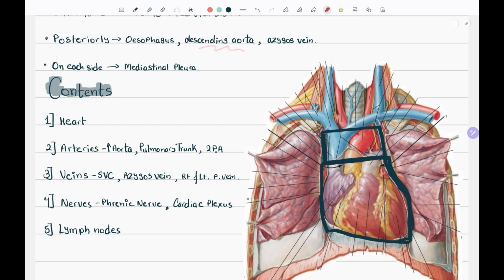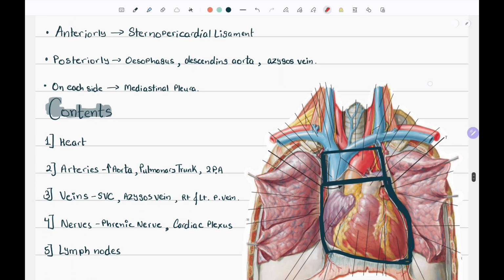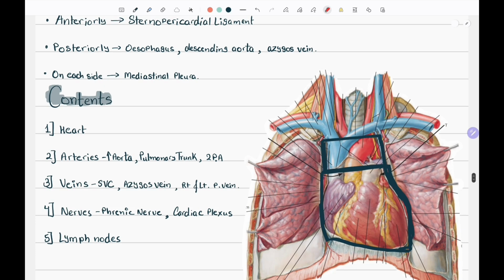Secondly, we have the descending aorta. This is the ascending aorta, and behind the heart we have the descending aorta. The descending aorta also forms the posterior boundary of the middle mediastinum. And lastly, we have the azygos vein. So the azygos vein is the connection between the superior vena cava and inferior vena cava. I have already made a video on the azygos vein. You can just check it out.